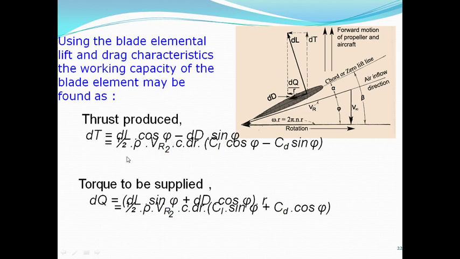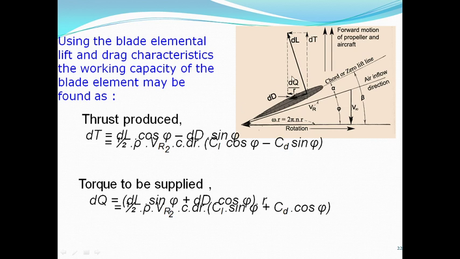And DL is nothing but the lift generation that you can obtain from half times rho times the area multiplied by the velocity squared, times the lift coefficient CL. This is what we got for DL. Similarly for DD also, half times rho times area times velocity squared, with the drag coefficient CD we need to put.